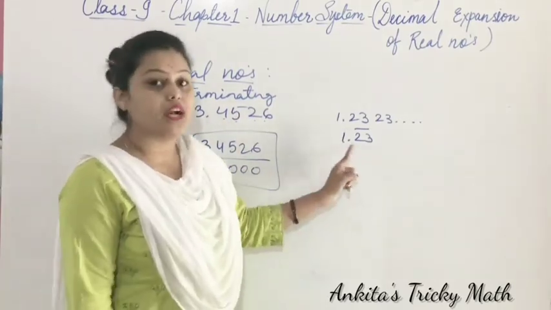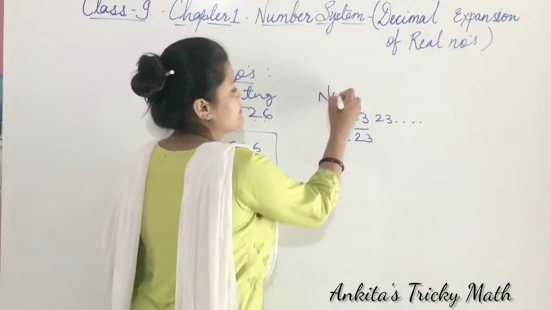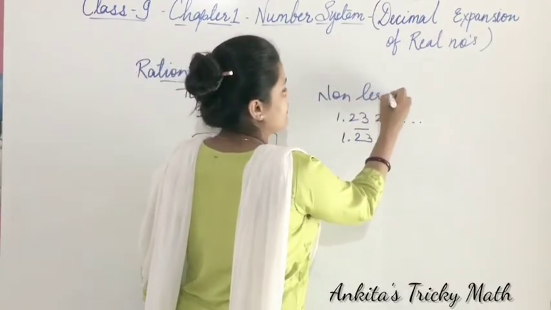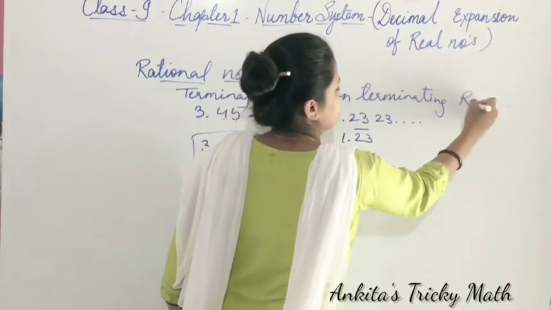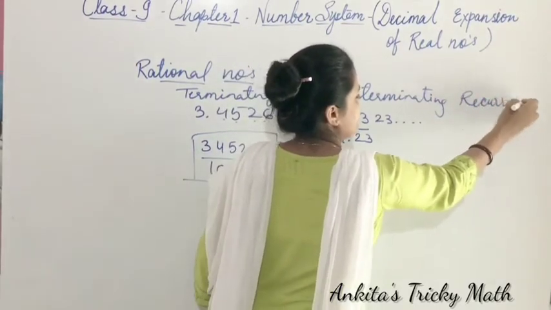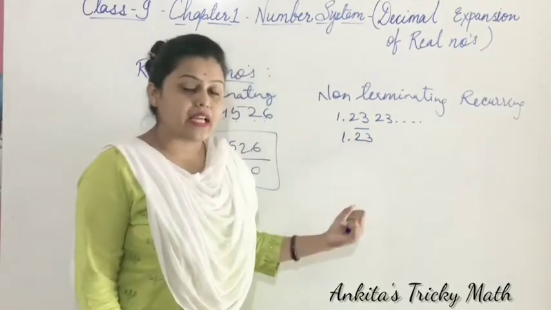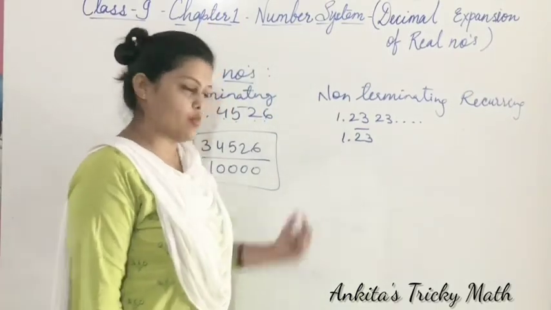Now here non-terminating but recurring. So here can we say that it is a rational number? So we can check it.